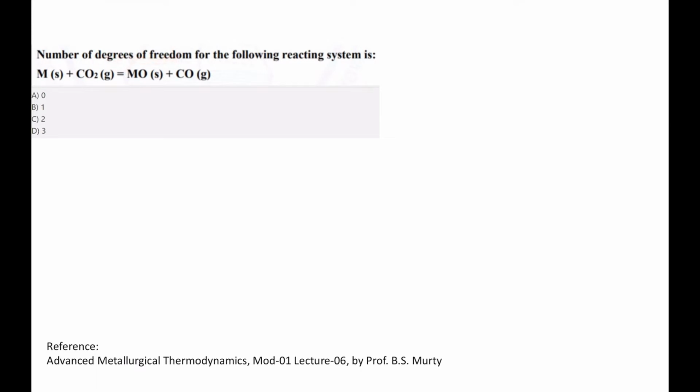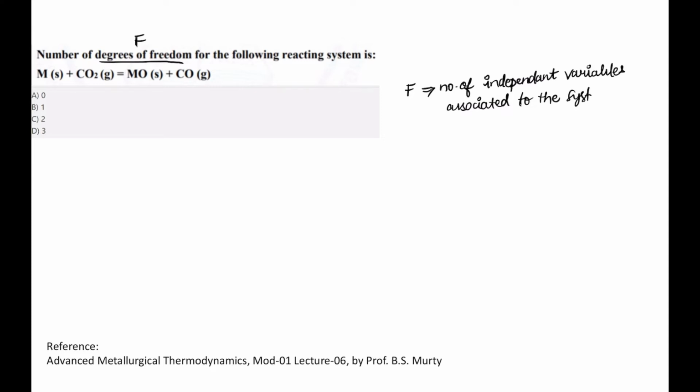So basically, degrees of freedom, which is denoted by F, is nothing but the number of independent variables that are associated with my system. So typically for any metallurgical system, what might be the variables that come into your mind? It can be temperature, it can be pressure, it can be composition of a particular element or phase present in the system, etc. So this is nothing but the degree of freedom.